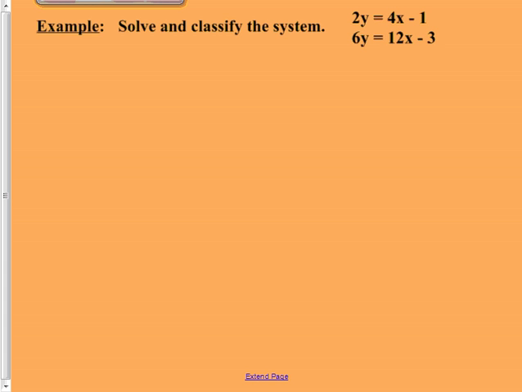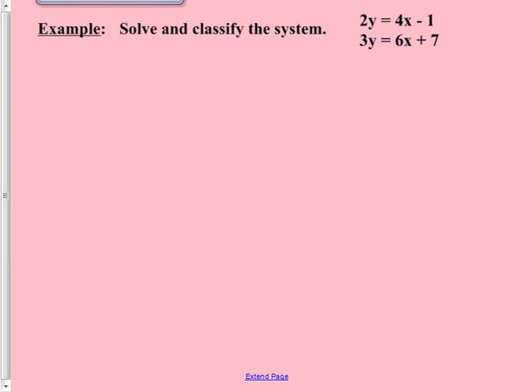The other system I'd like you to have a look at is 2y equals 4x minus 1, and 3y equals 6x plus 7. Again, solve these by any method you think is acceptable, either by substitution or elimination. It's up to you to decide which. Then classify. We will cover these two examples in class to make sure that you did get them right and you understand what the problems brought to the table.